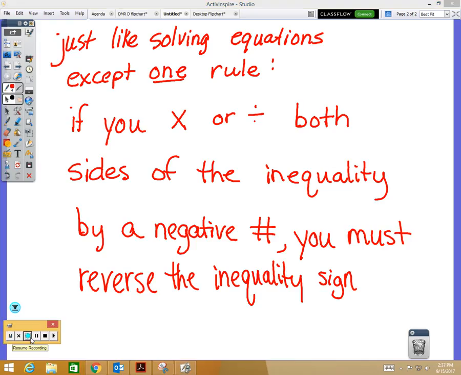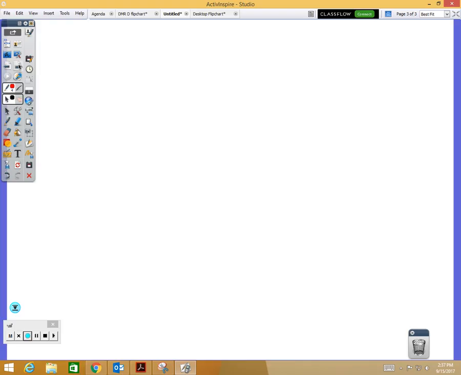This is not a rule that you're going to have to do for every single inequality, because not every single inequality do you need to multiply or divide by a negative number. So it's not something that you're going to do every time, okay? So that kind of makes it hard too, because you don't know when you're going to have to do it and when you don't.